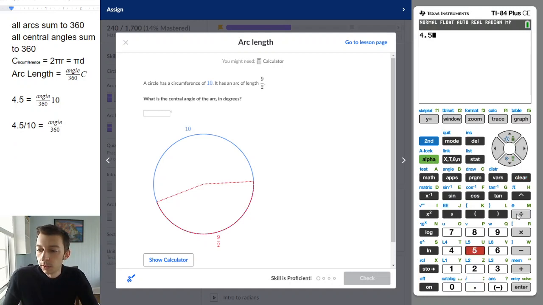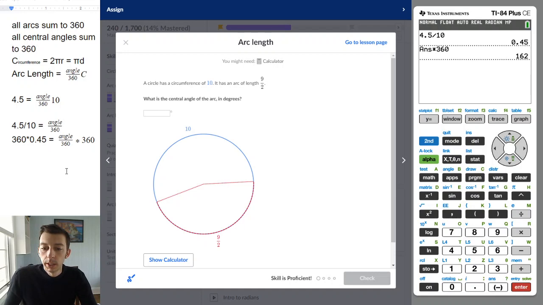Now if you can't do 4.5 divided by 10 in your head, just move the decimal place once, to 0.45. So you get 0.45 is equal to the angle divided by 360. Now, in order to get rid of this 360, I'm going to have to multiply both sides by 360. When you do that, you end up with 162 degrees. So our angle is 162 degrees. Which makes sense because this pink angle here is less than 180, but it's still very big. So that helps us know that we did this correctly.